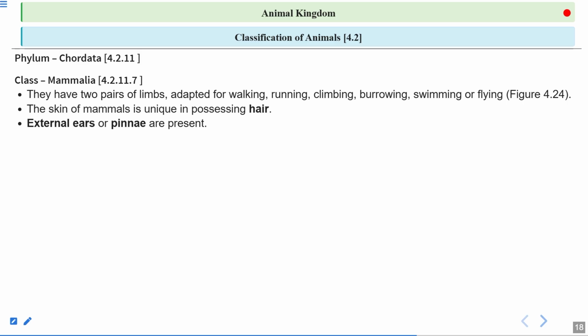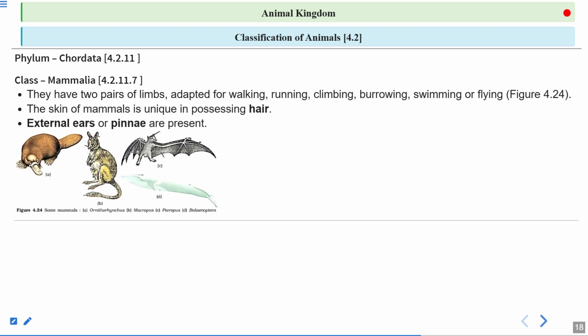They are also having external ears or the pinna, right? Till birds, till aves, like we studied about the amphibians, reptiles, aves, they are not having any external ears or the pinna. Here, in the case of mammals, they bear the external ears or pinna, right?